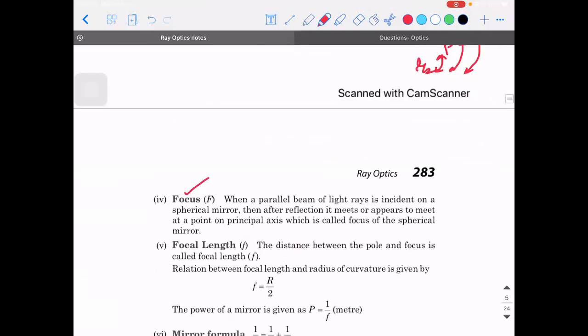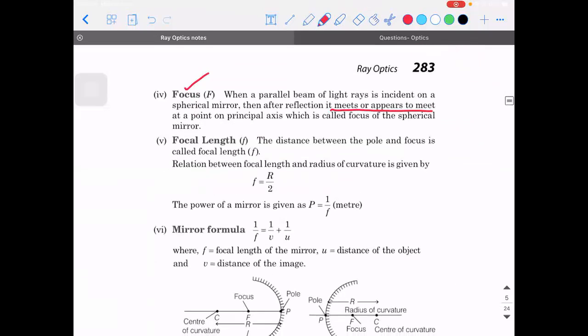Then what is focus? When a parallel beam of light rays is incident on a spherical mirror, then after reflection, it meets or appears to meet at a point on the principal axis, which is called the focus of the spherical mirror. Next is focal length. The distance between the pole and the focus is called the focal length.